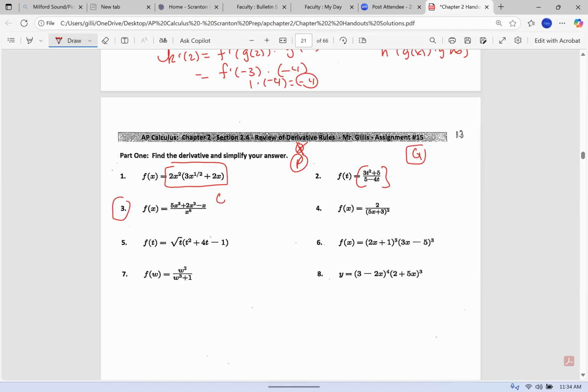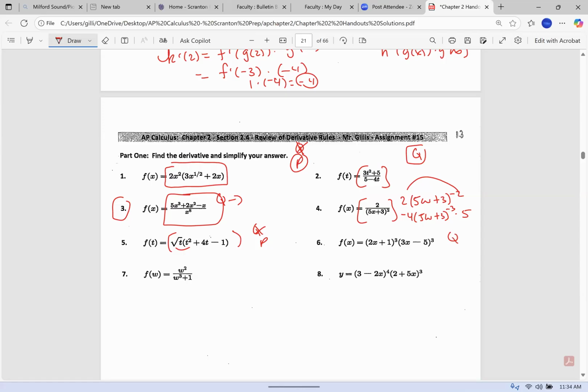Number 3, is it a quotient? Yes. But would you do algebra first? Yes. You would rewrite that, subtracting the exponents. In number 4, it is a quotient, but you would rewrite it first to the negative second power. Then its derivative would be -4, repeat the inside, decrease it by 1, and times it by the derivative of the inside. In number 5, is it a quotient? No. Is it a product? Yes. Do algebra first and distribute, then do your power rule.